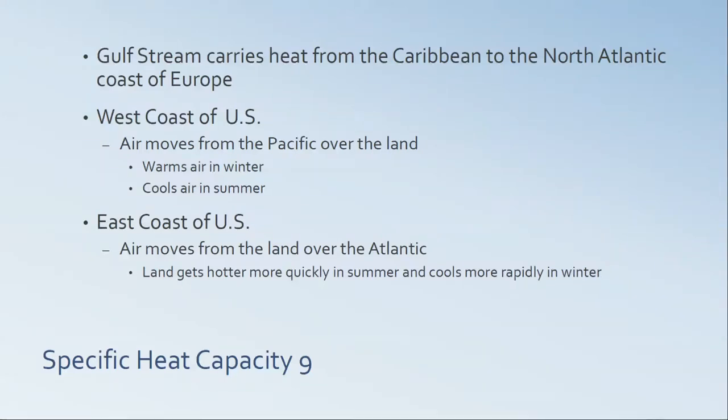And so the land gets hotter much more quickly in the summer than the water does, but it also cools much more rapidly than the water does in the winter. So we have hotter summers because we don't get that cooling effect from the water, and we also have colder winters if you look at the same latitudes compared to the west coast. And we also have a greater difference in our seasons. Our summers are hotter and our winters are colder.